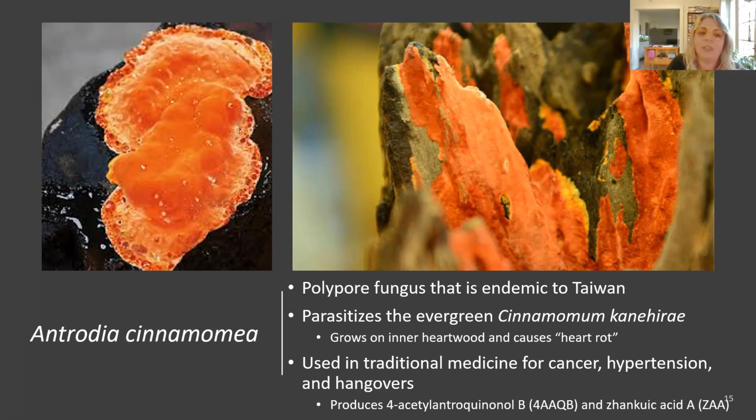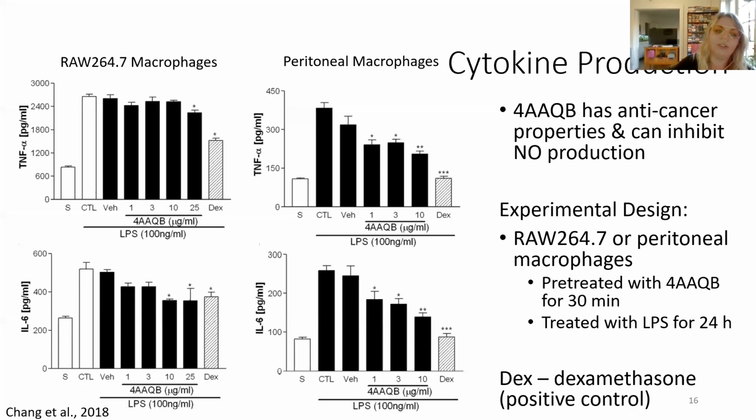And we're going to be talking about 2 specific compounds produced by this fungus known as 4-acetylantroquinonol B and antcin A. First we're going to look at a paper by Chang et al. from 2018 that looks at 4-AQB, which was chosen by these researchers because it has been previously shown to have anti-cancer properties, as well as inhibit nitric oxide production in LPS-stimulated murine macrophages. And so they wanted to explore any potential anti-inflammatory properties it may have in response to infection.